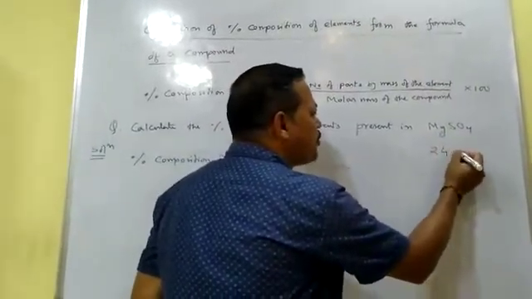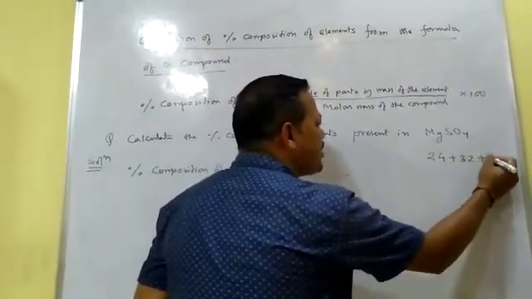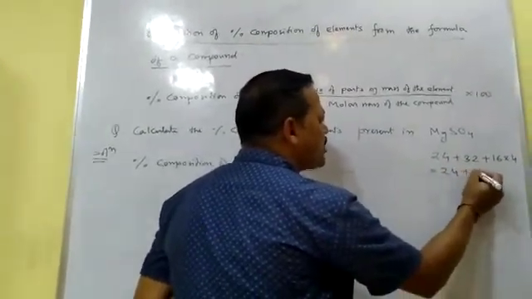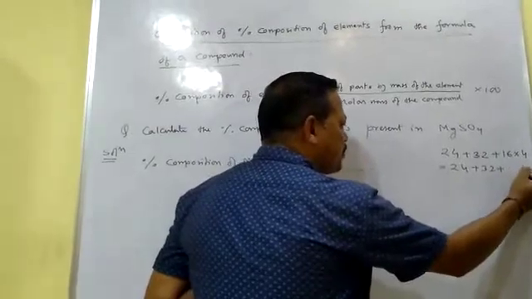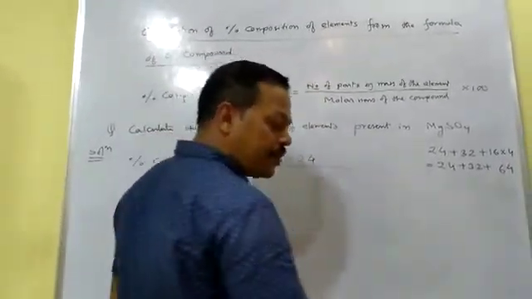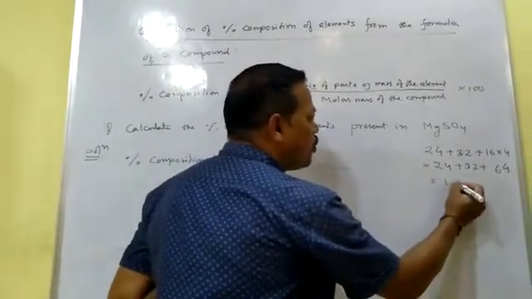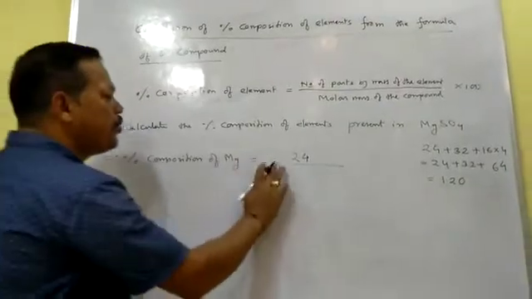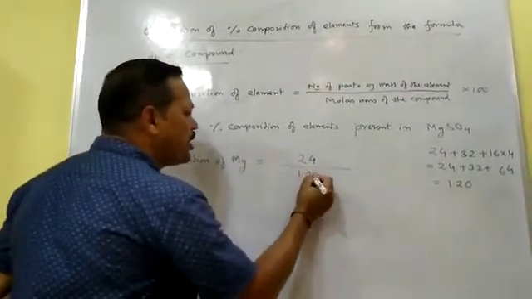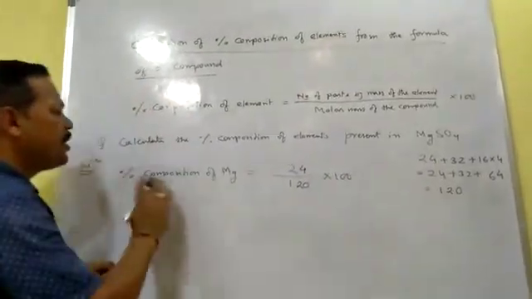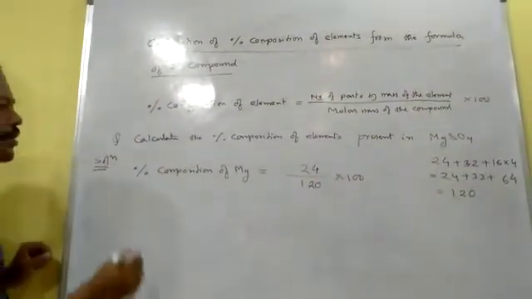Magnesium 24, sulfur 32, oxygen 16, 4 oxygen, that's why into 4. I mean 24 plus 32 plus 64. So after calculation you will get 120. This is called molar mass of the compound. So 24 divided by 120, this is the molar mass of the compound, multiplied by 100. You will get the percentage composition of magnesium.